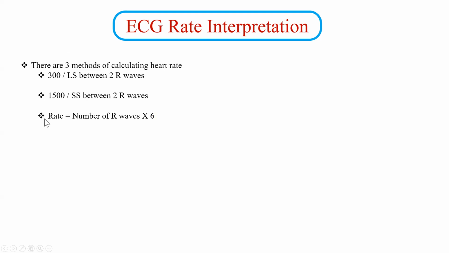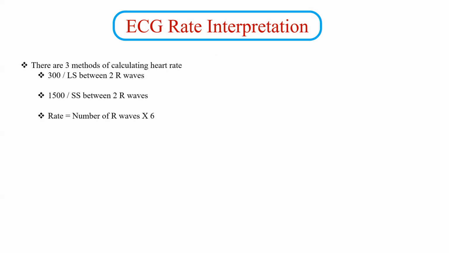Now, the most accurate method that you have to always use, because it is also used for regular rhythms and irregular rhythms, is the R wave method. It's very easy. You just calculate all the R waves in the ECG strip.